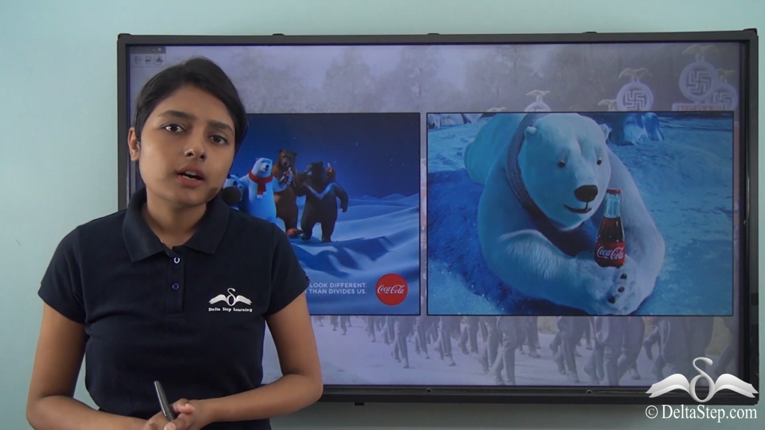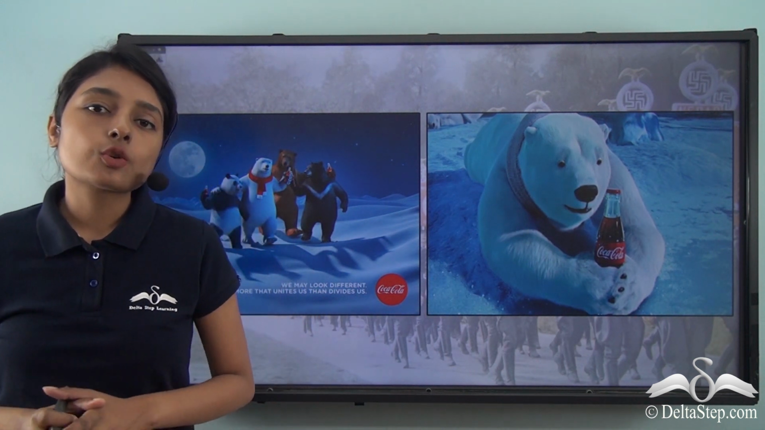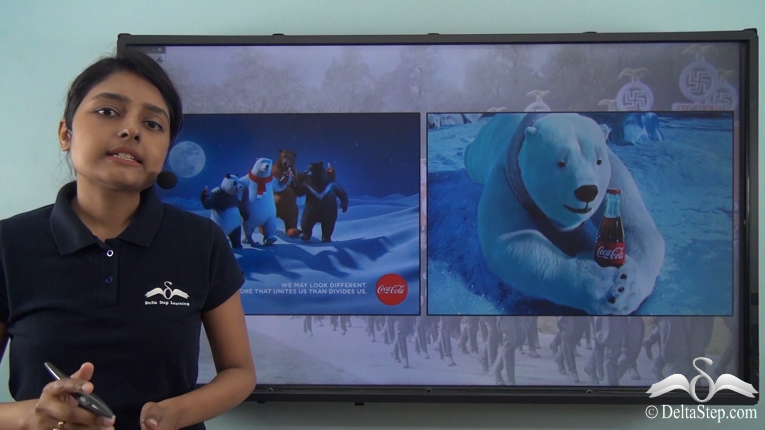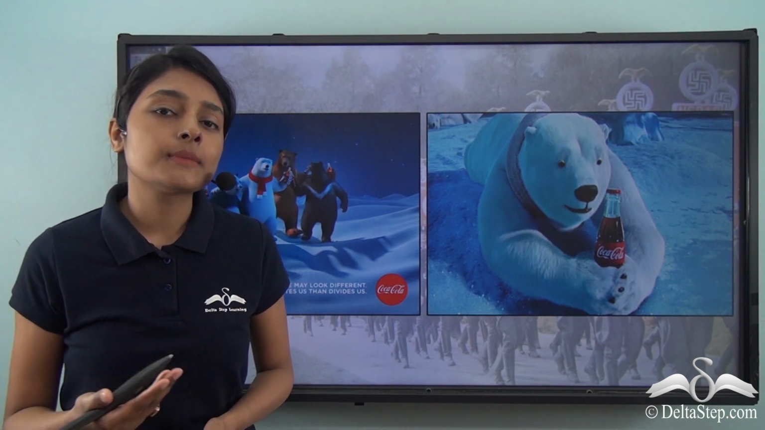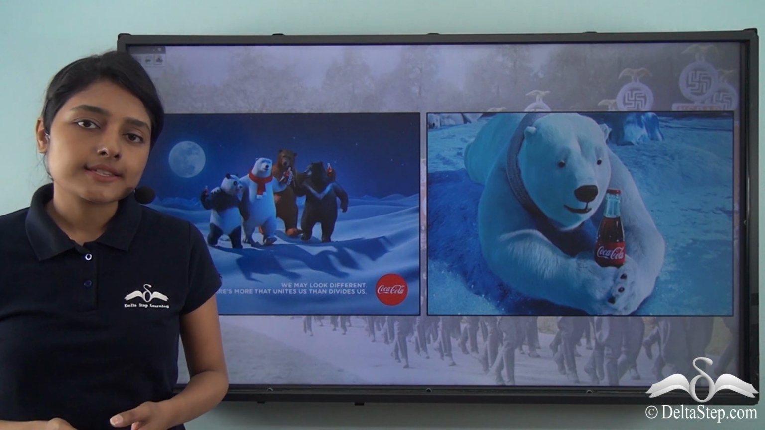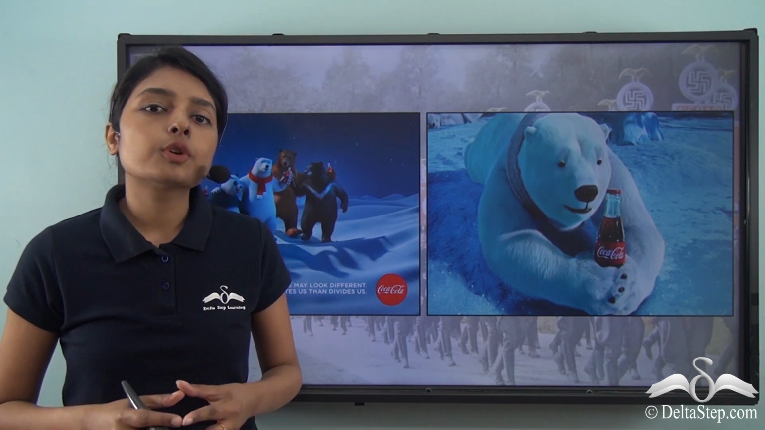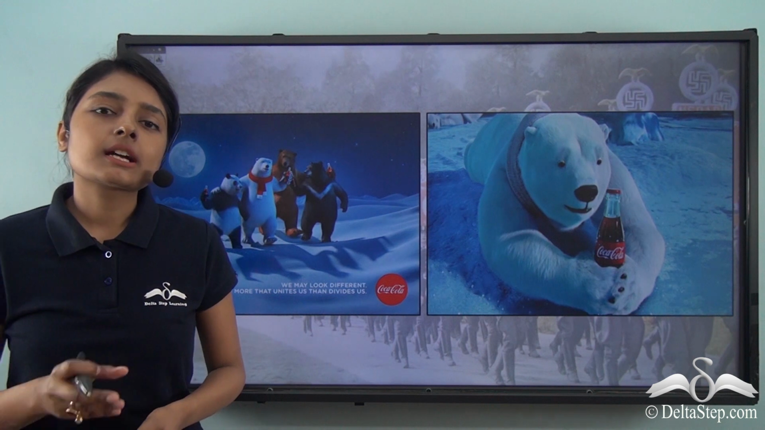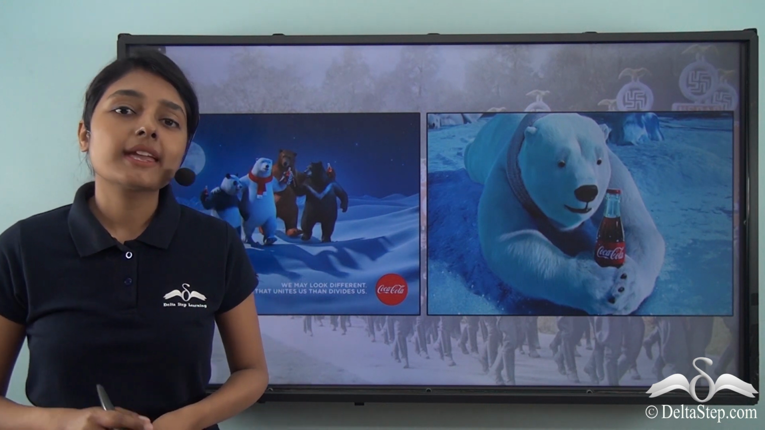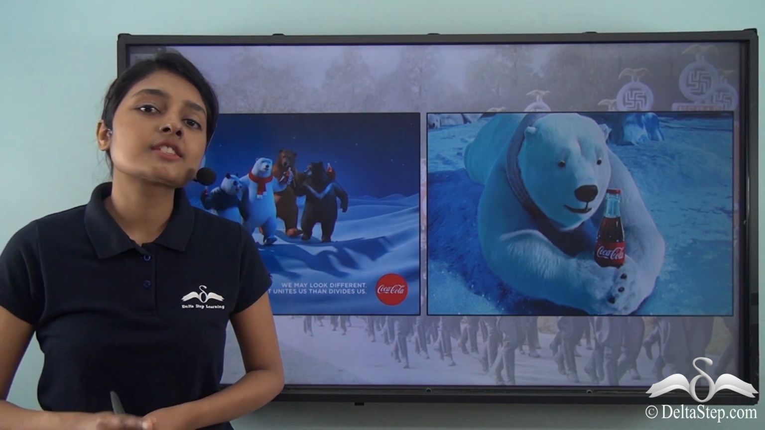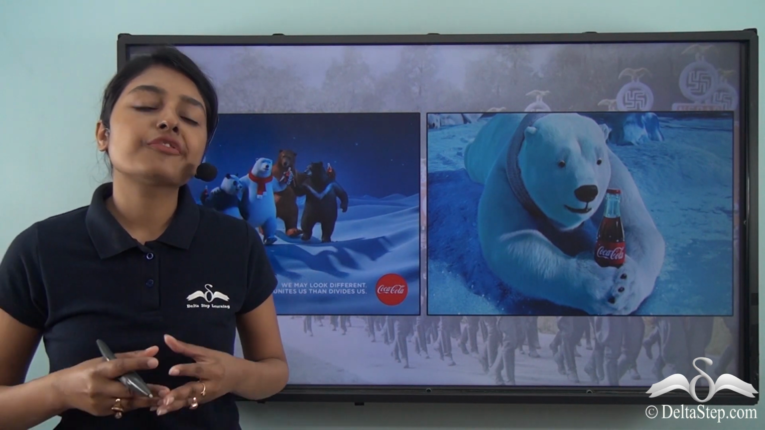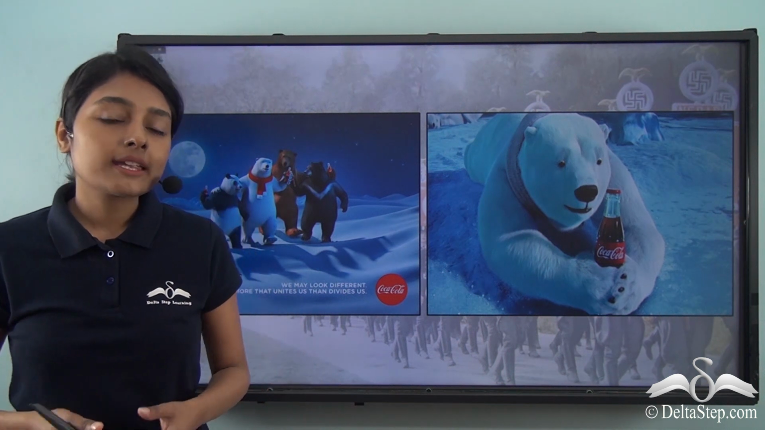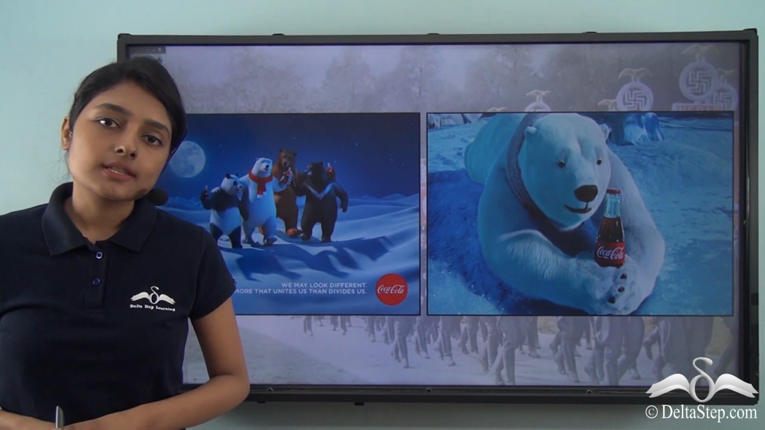We just saw a clip from a famous Coca-Cola advertisement, and it is through just one advertisement that many symbolic messages were conveyed to us. Firstly, we saw a polar bear sweating, which is a commentary on global warming and how it is affecting various species throughout the world. So the polar bear is also being affected by global warming and its repercussions.